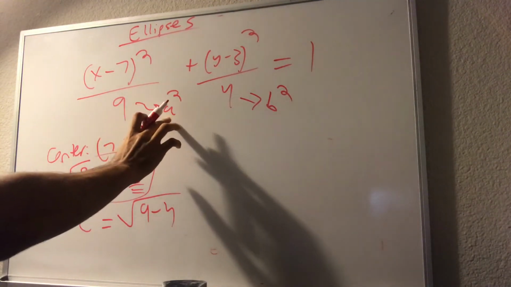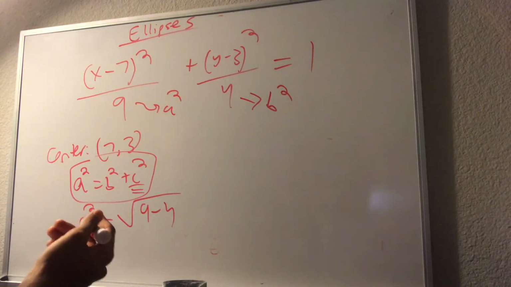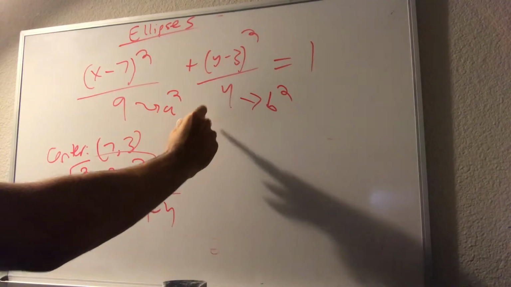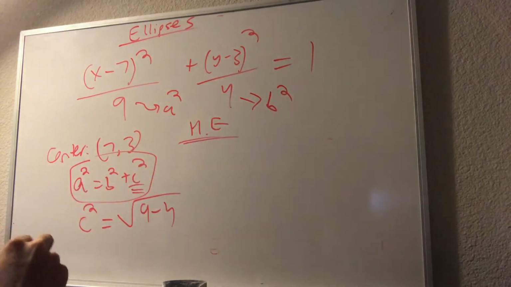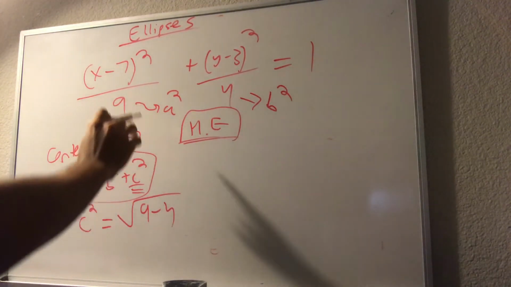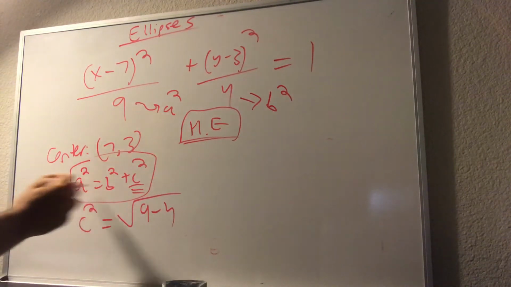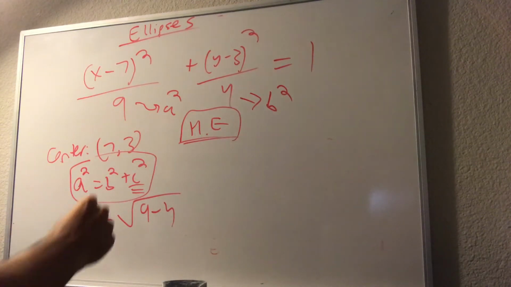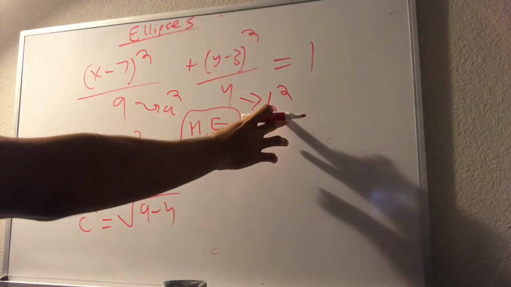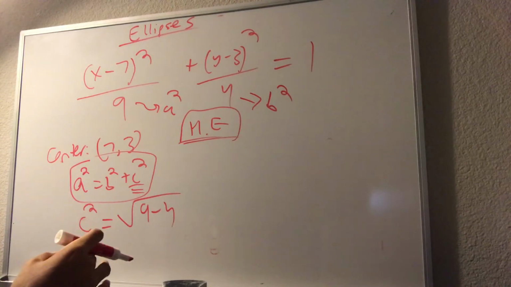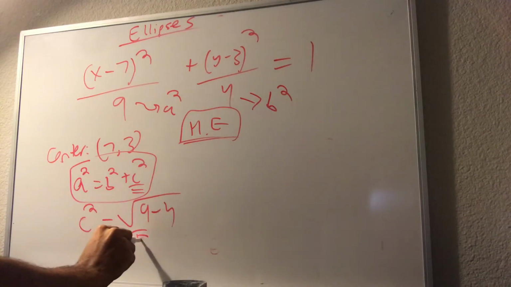And the fact that this larger value, or a squared, is below the x indicates that this must be a horizontal ellipse. This is a horizontal ellipse for sure, because we know that 9 is below the x minus 7 squared. And so I found c squared by doing 9 minus 4, because this is a squared and this is b squared, and really I'm just taking that and subtracting. So I get c as being the square root of 5.